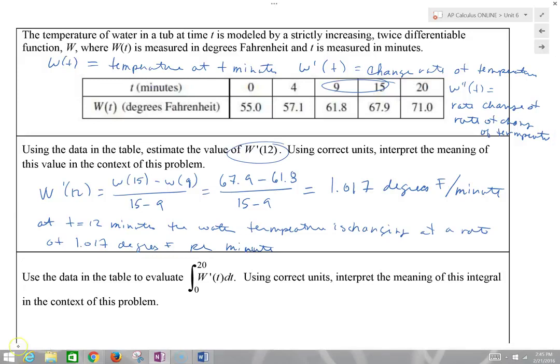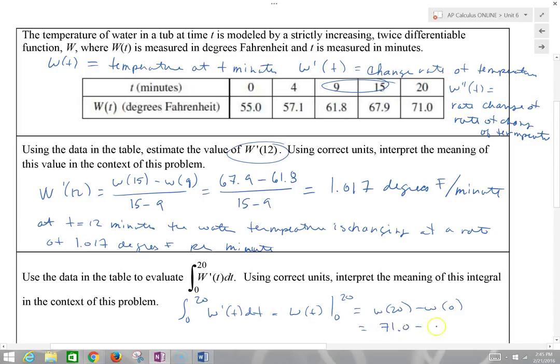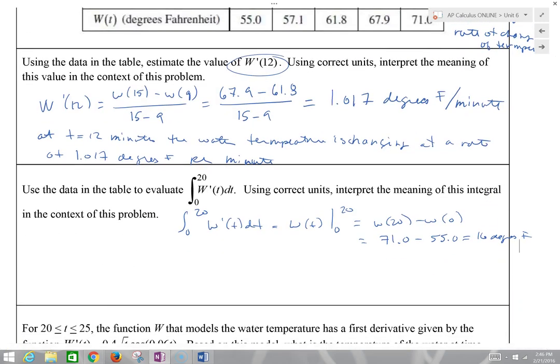Now we're asked to find the integral from 0 to 20 of the derivative, W prime. So we have to take the antiderivative of that, which is going to be W. And we're going to evaluate that at 0 and 20. So that is W of 20 minus W of 0. At 20 it is 71. At 0 it's 55. Which gives us 16 degrees Fahrenheit. And what does this represent?